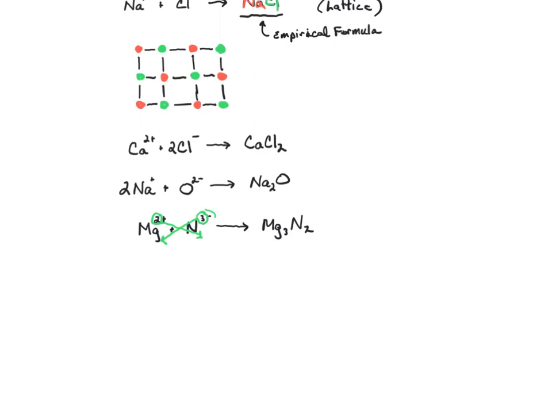So these are just a couple of examples, but it's expected that you will be able to look at a list of 2 elements and predict what their chemical formula is going to be based upon balancing out charges.